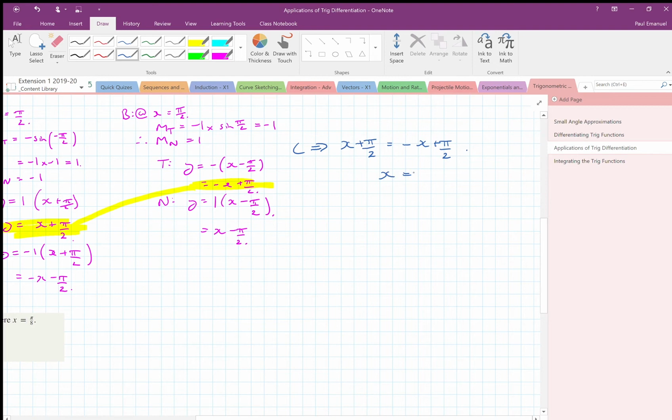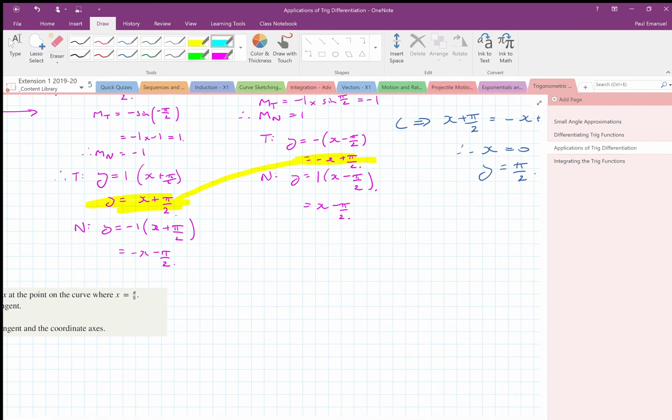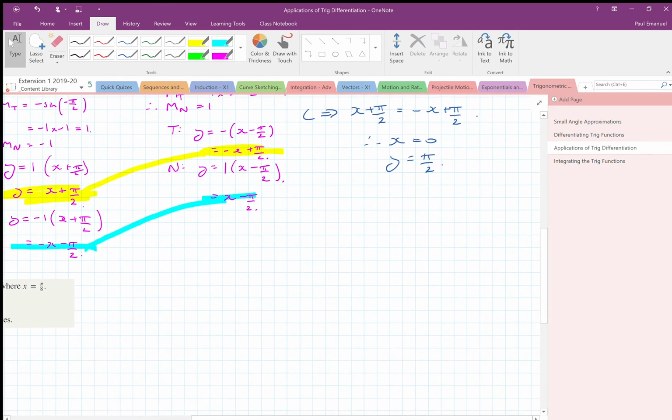So clearly x must be 0, meaning y must be pi over 2, subbing it back into either of them. And then for D, it's the two normals, so it's this one and this one. And you can probably already see that x is going to be 0 again.